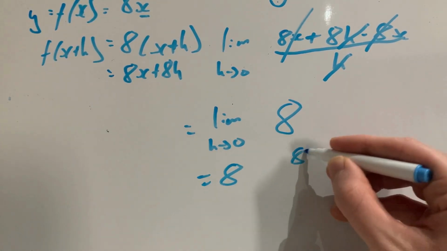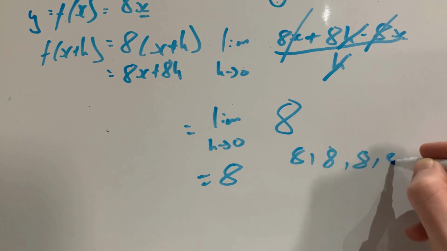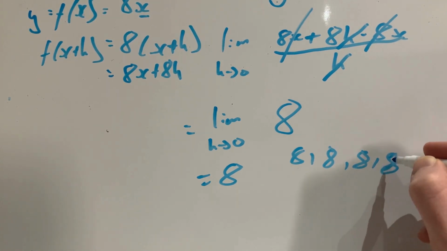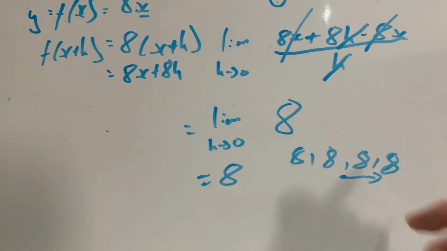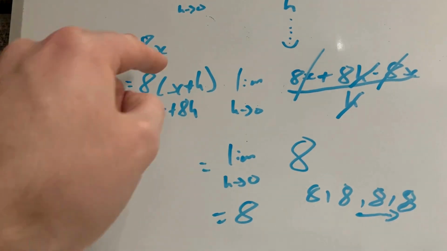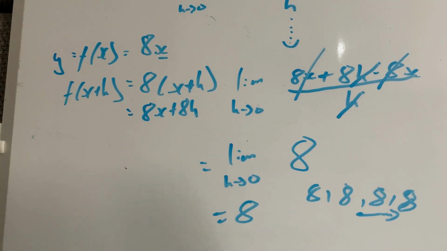It's like if you had a sequence of 8, 8, 8, 8. The limit of this sequence is obviously tending towards 8. So we've shown by first principles that the derivative of 8x is 8.